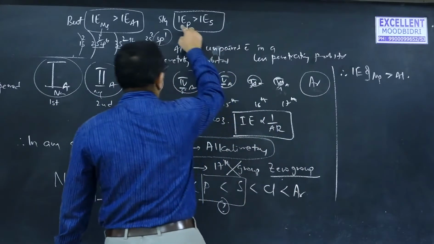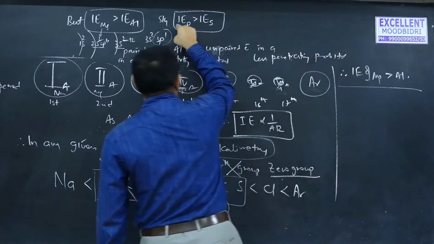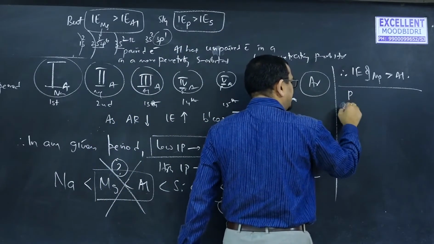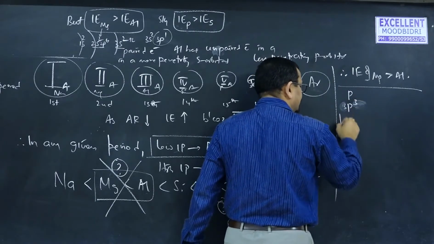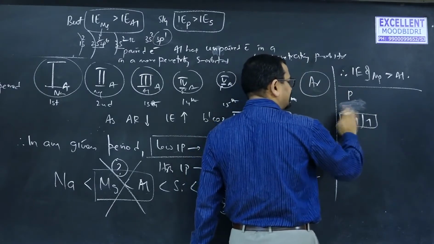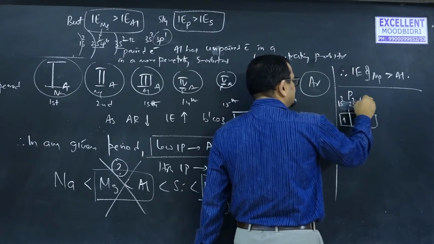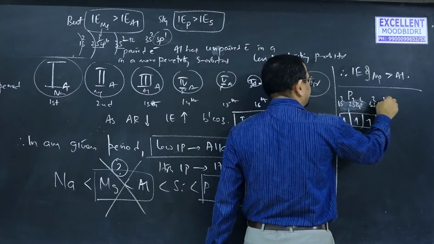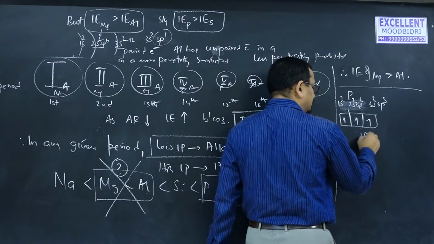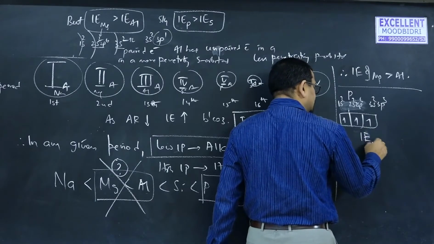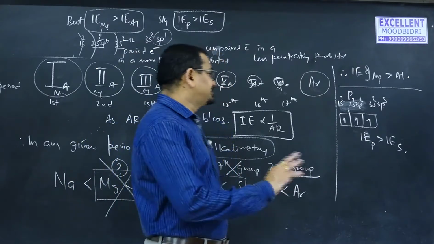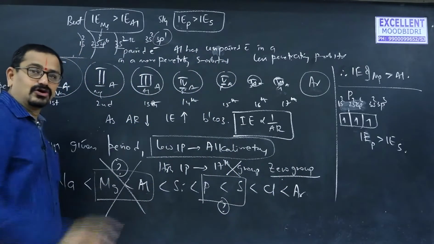Next, when it comes to the next case, the ionization enthalpy of phosphorus is greater than sulfur. In the outer shell, phosphorus has 3p3, a stable half-filled electronic configuration. What is the configuration of phosphorus? 1s2, 2s2, 2p6, 3s2, 3p3. Because of the stable half-filled electronic configuration, the ionization enthalpy of phosphorus is greater than that of the next element, sulfur, even though it is smaller in size. This is how ionization enthalpy varies across a period.